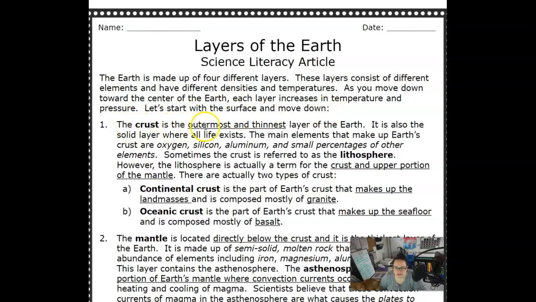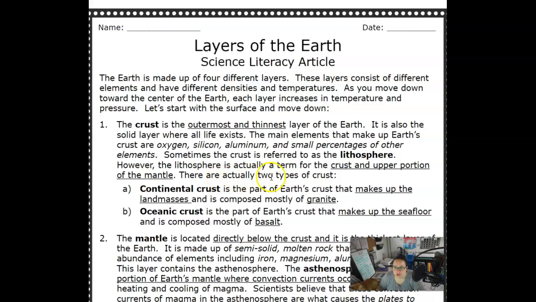The crust is the outermost and thinnest layer of the Earth. It is also the solid layer where all life exists. The main elements that make up Earth's crust are oxygen, silicon, aluminum, and small percentages of other elements. Sometimes the crust is referred to as the lithosphere. However, the lithosphere is actually a term for the crust and upper portion of the mantle.